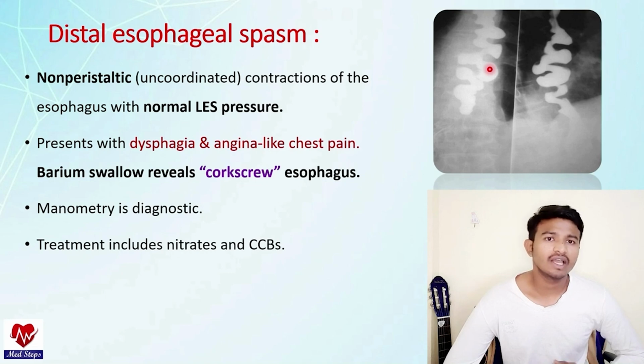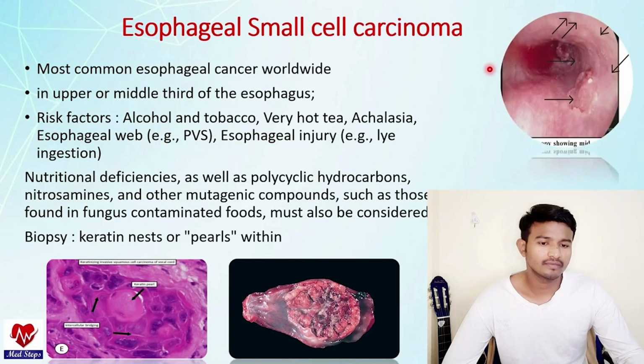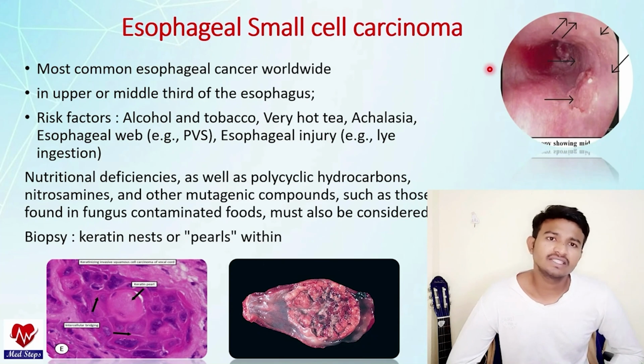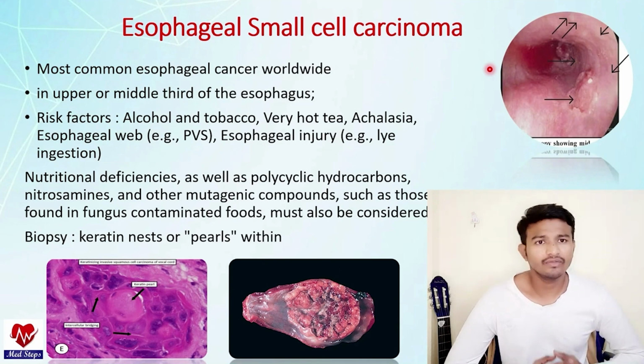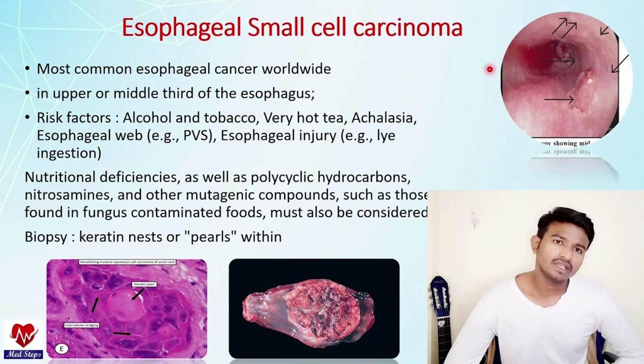Next we are going to see esophageal cancer. Esophageal cancer is divided into two types: squamous cell carcinoma and adenocarcinoma. Squamous cell carcinoma is the most common worldwide. This cancer occurs in the upper and middle part of the esophagus. What are the risk factors? A large amount of alcohol and tobacco, drinking very hot tea, achalasia, and esophageal web, for example Plummer-Vinson syndrome.